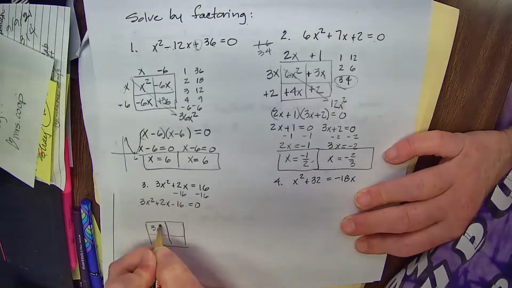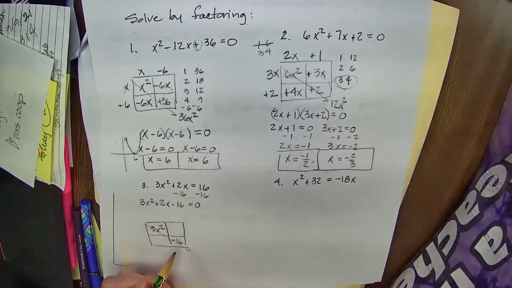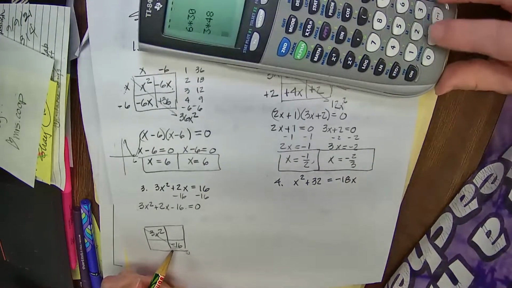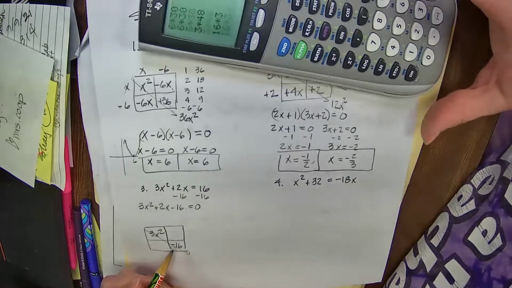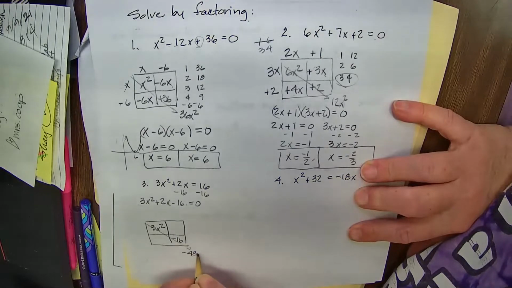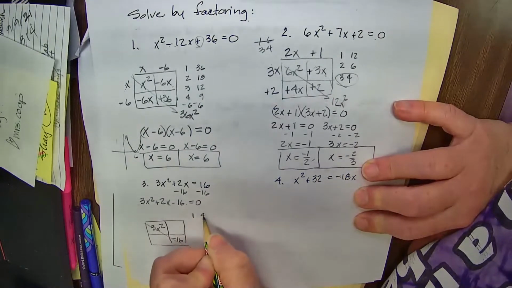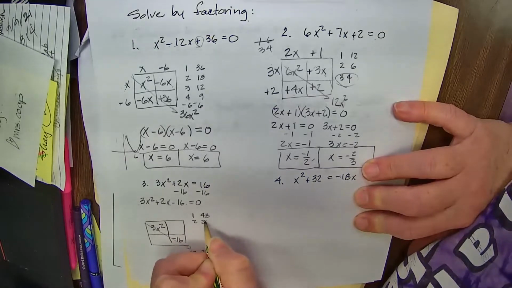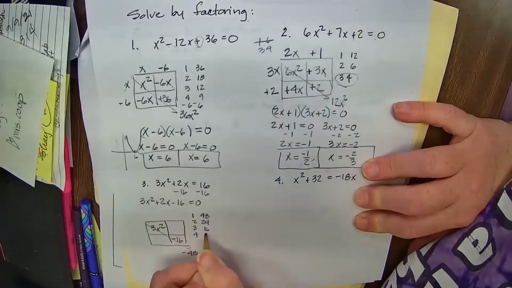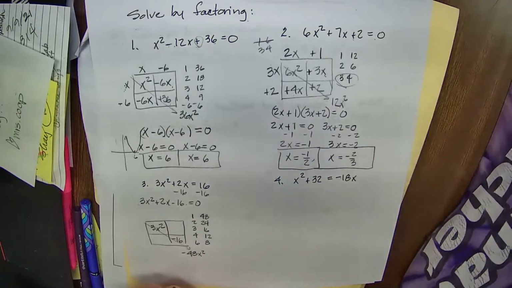So we've got 3x squared and we have negative 16. Okay, I believe that is 48. Whoops. Times 3. Yes. Okay, so we've got negative 48x squared. All right, so look at our factors. 1 and 48, 2 and 24, 3 and 16, 4 and 12, 6 and 8, and I think that's it.